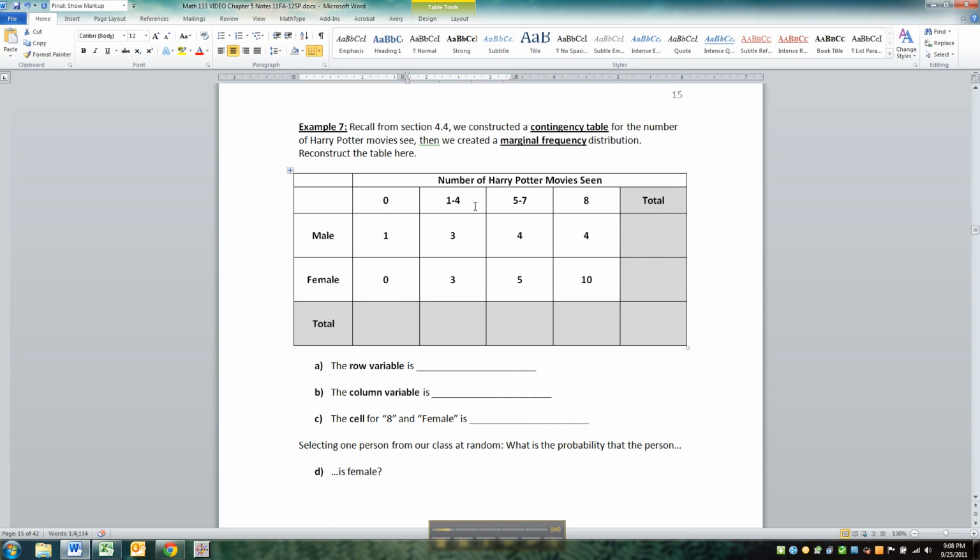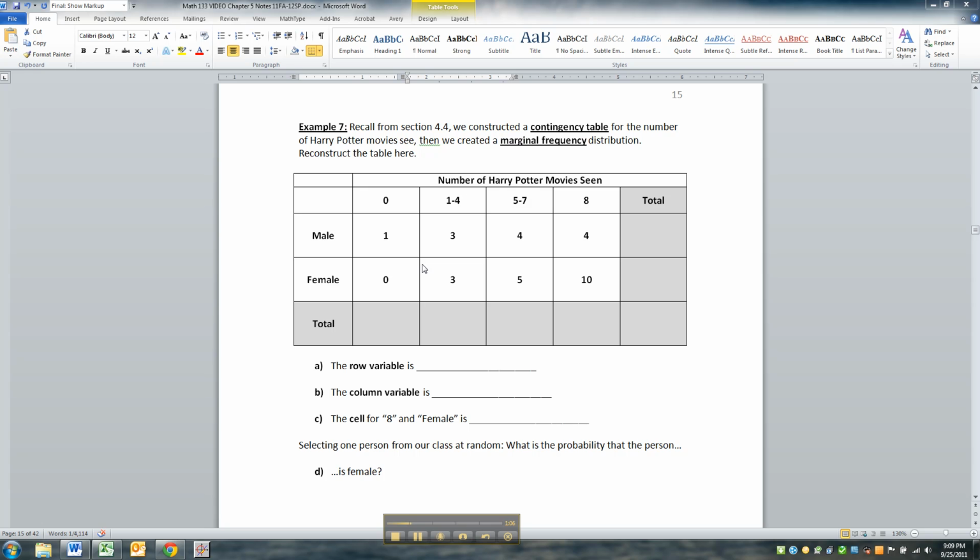Now I realize that the notes you have don't actually have numbers in this, so bear with me, I just made up some numbers from a class of mine. So here you go. Write them down. All right, now remember from section 4.4, this is called a contingency table. This is going to be for the number of Harry Potter movies that people have seen.